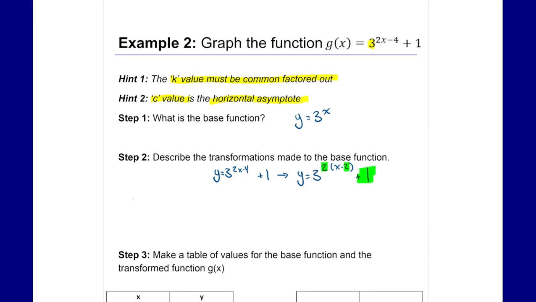So I have a k value of 2. That means I have a horizontal compression by a factor of 1/2, because it's 1 over k for our factor. Our d value is equal to positive 2, opposite of what we see, so this means we shift right 2. And our c value is equal to 1, so this means we shift up 1. So those are our 3 transformations.